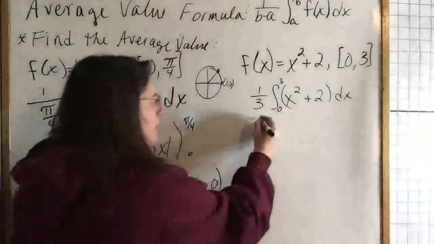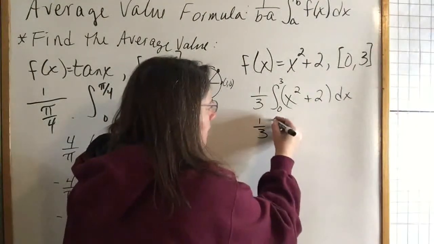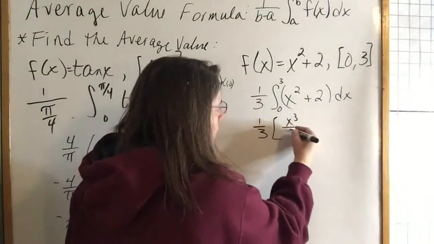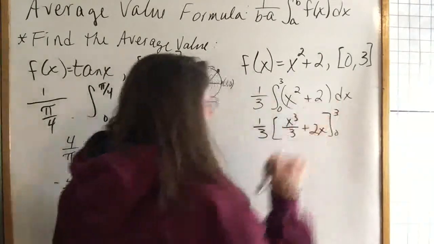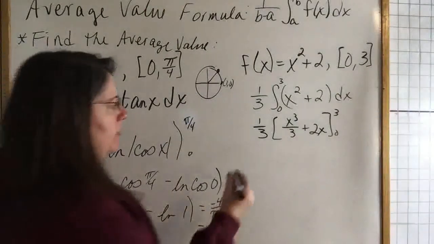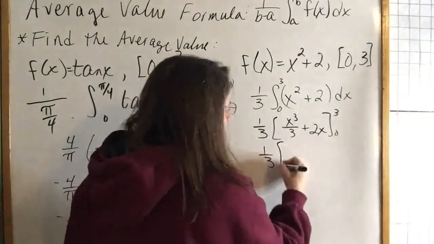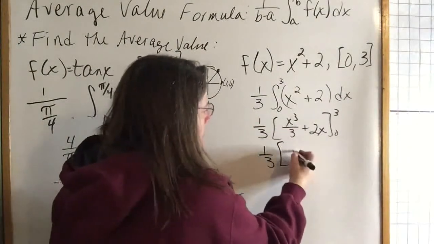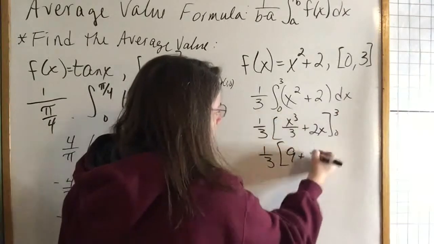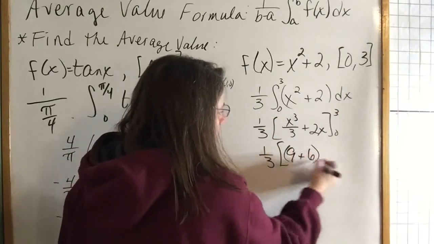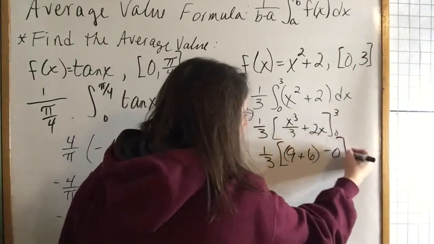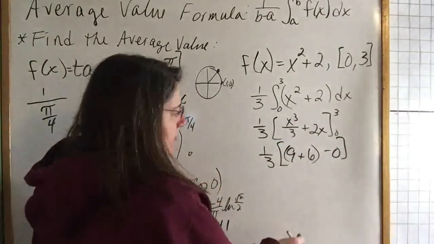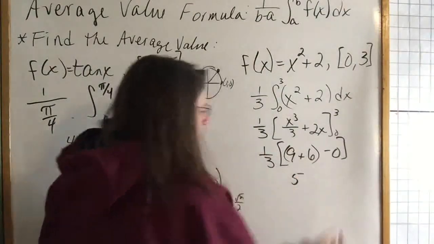If I integrate that, I've got 1/3 times x cubed over 3 plus 2x going from 0 to 3. When I plug in the 3, I've got 27 over 3, which is 9, plus 2 times 3 is 6, minus what I get when I plug 0 in. Well, that'll be 0 plus 0, which is 0. 9 plus 6 is 15, and 15 times 1/3 would be 5.